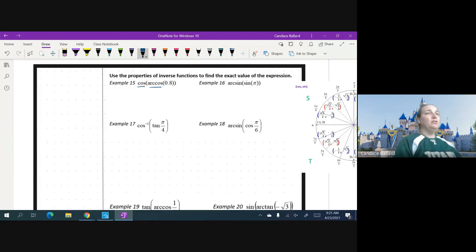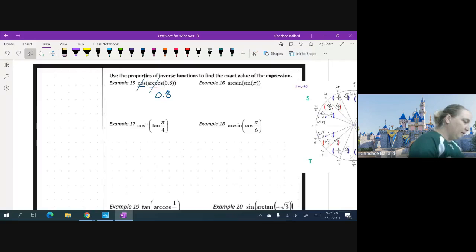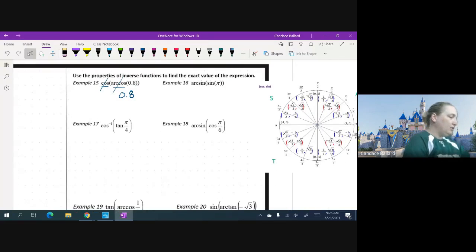All right. So the cosine and the arc cosine, they end up canceling each other out. That's right. And we just get what's inside. So it'd be 0.8. Okay. So what would my answer to 16 be? Can you tell me the answer to 16?